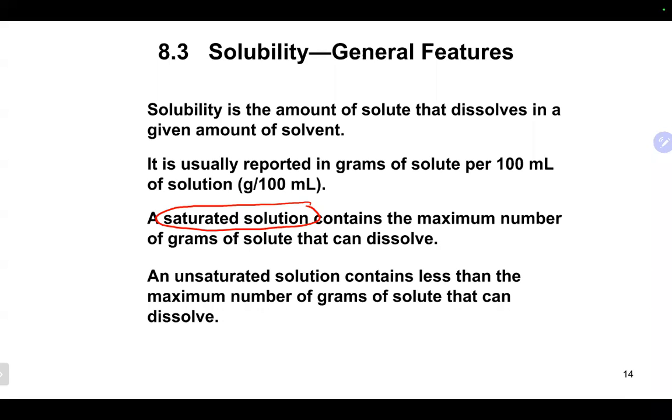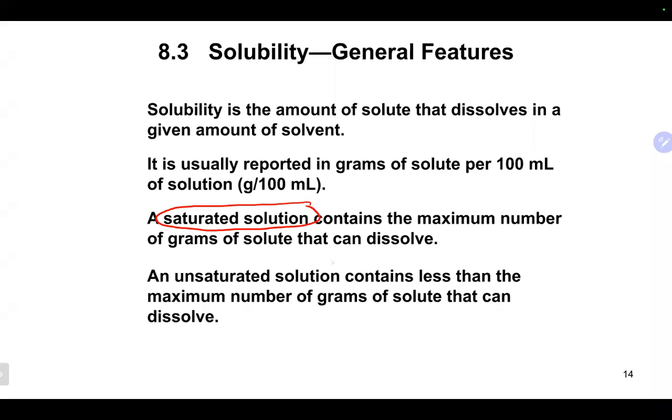Solubility is sort of temperature dependent. So at a particular temperature, you could get a certain amount to dissolve. If you change the temperature, increase the temperature, a lot of times with solids, you could get more to dissolve, but it is sort of temperature based.